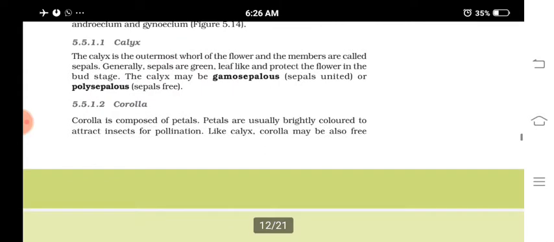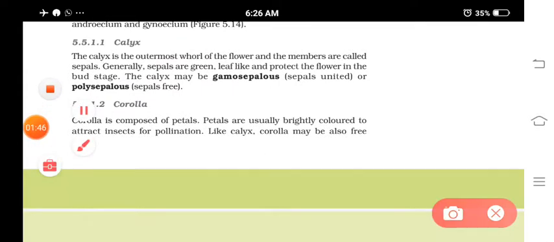Then the next part is corolla. Corolla is the colored part. The colored part of the flower is known as corolla, and the units of it are known as petals. Petals are the colored part, I told. And what is the function of this? This attracts the insects for pollination.